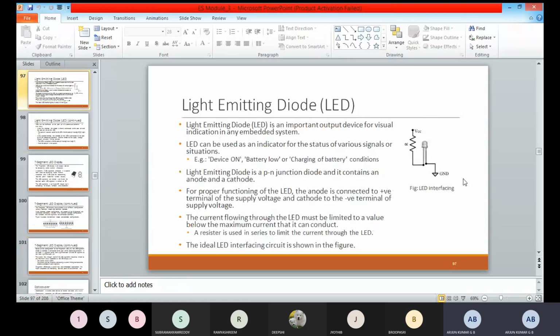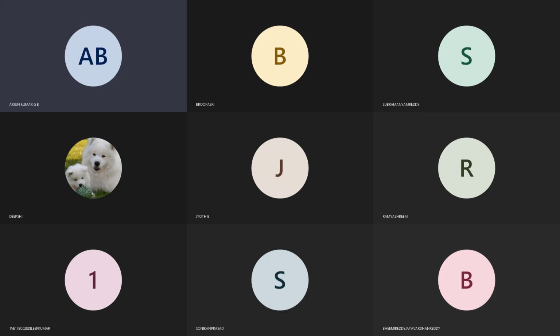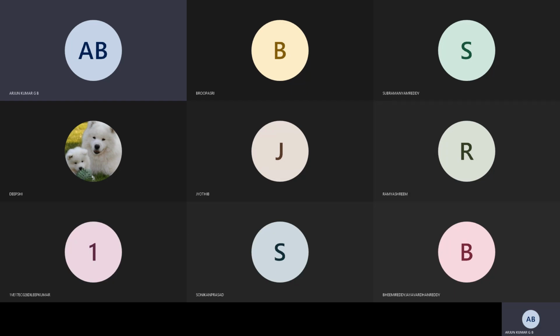Suppose in this first case the port pin logic is 1, then the LED will be turned on. If the port pin logic is 0, then the indicator will be off. Okay, that's the way to connect the LED in the embedded system.